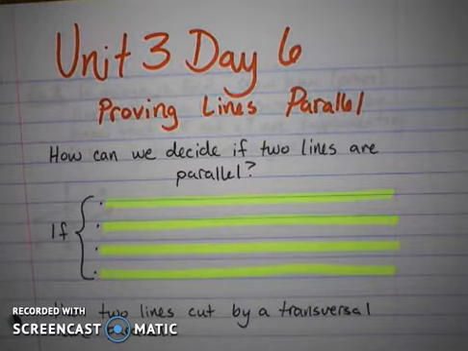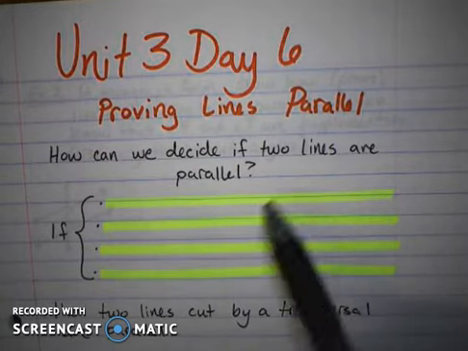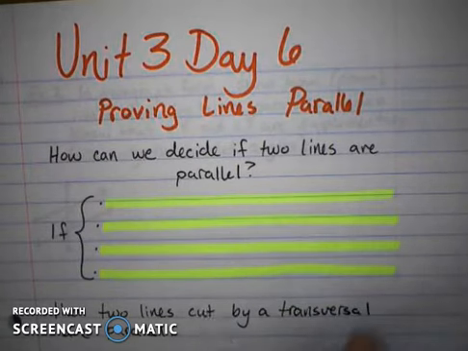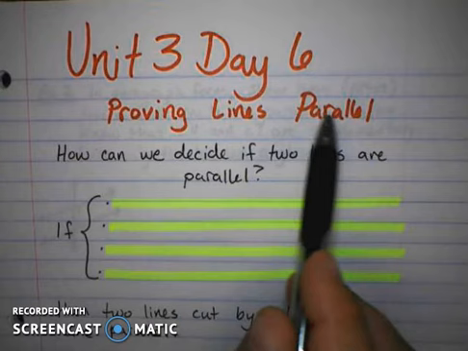In the past, we've already done proofs where if I give you that lines are parallel, we can conclude things about the angle relationships. Well, now, we're going to start with those angle relationships and then conclude that lines are parallel. So that's kind of what we're doing today. We are proving that lines are parallel.